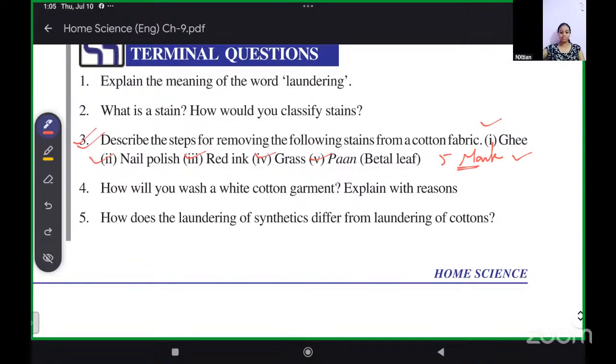We have to write the question down, right, Ma'am? You don't have to write the question down, but write: steps for removing the following stains from cotton fabric are as follows. Then you write one, give a heading, removal of ghee stains. Put a dash, and then you write how ghee stain can be removed. Same with nail polish, red ink, grass, and all.